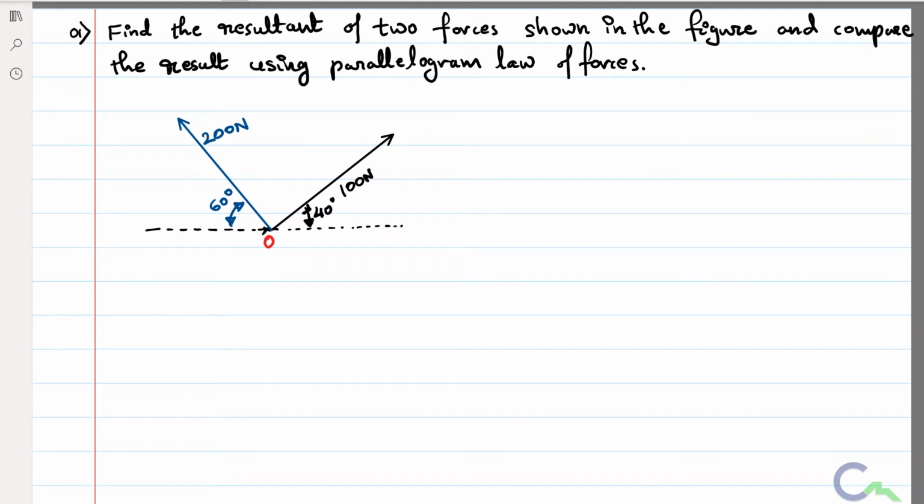Hello everyone. In this tutorial, I am going to solve one more problem on resultant of forces. So the problem is like this. Find the resultant of two forces shown in the figure and compare the result using parallelogram law of forces. They are given two forces. So if two forces are acting, then I can apply parallelogram law of forces.